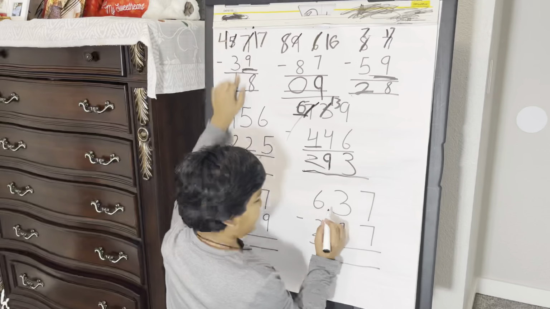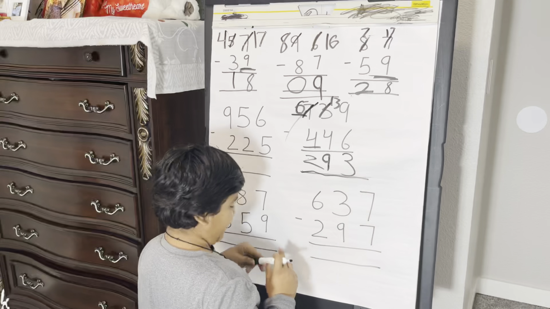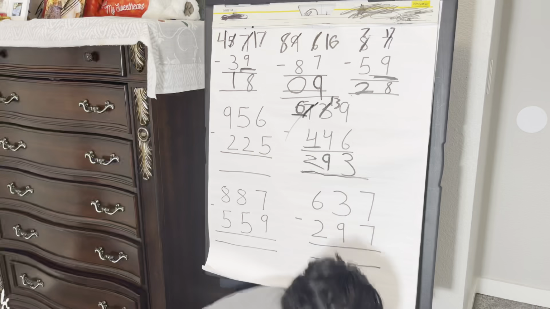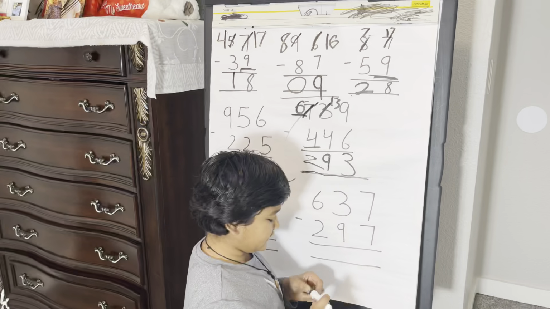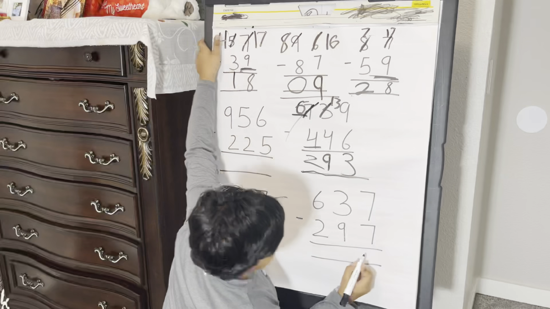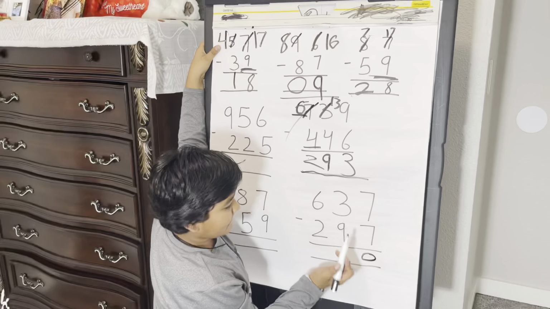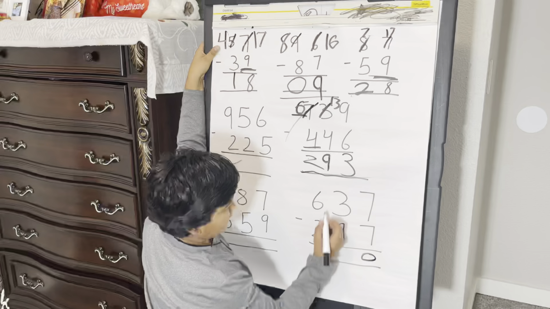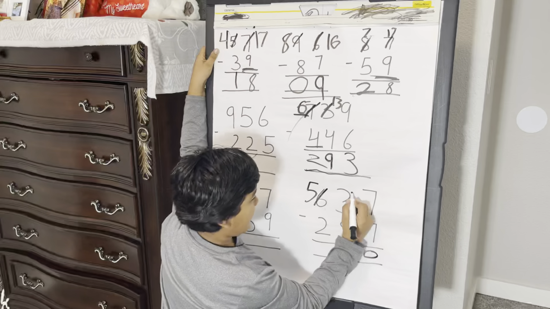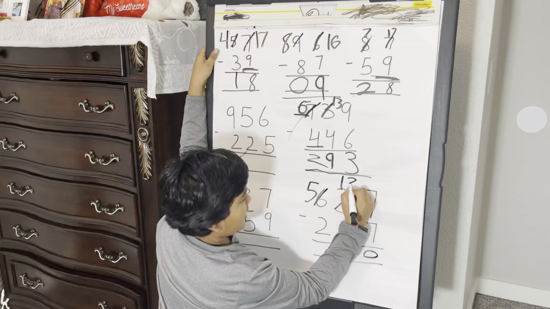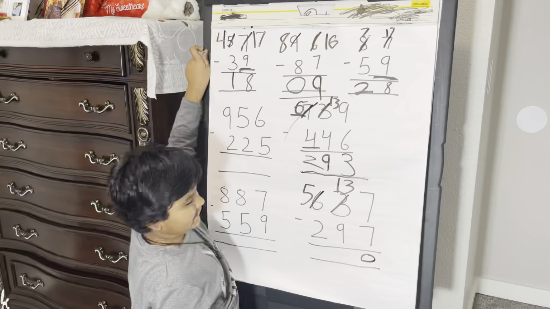So here, 637 minus 297. So 7 minus 7 equals 0. These are minusing the same exact number. And then 3 minus 9, we can't do it. So then that would become a 5. And that would become a 13. And then 13 minus 9 equals 4.